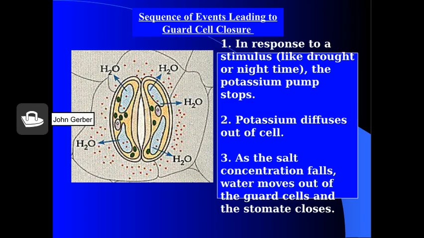When it gets dark at night, the water is pumped out of the guard cells. They deflate and the pores will close at night. Also, if the plant is under water stress, water will leave these guard cells and the plant will close its stomates to prevent loss of water.